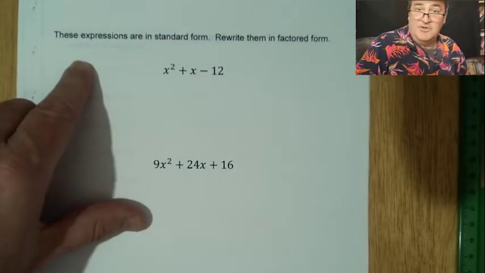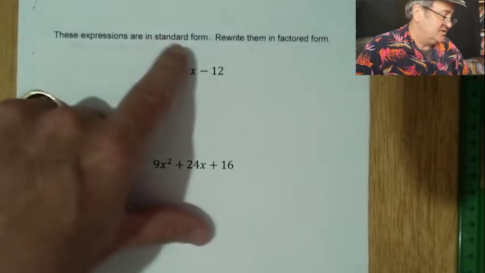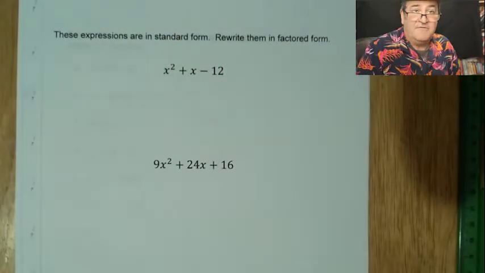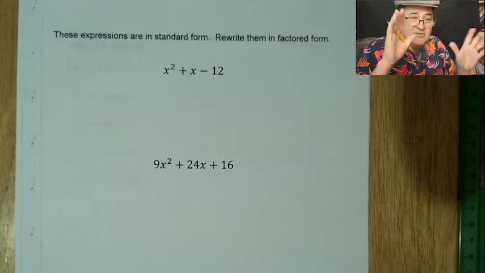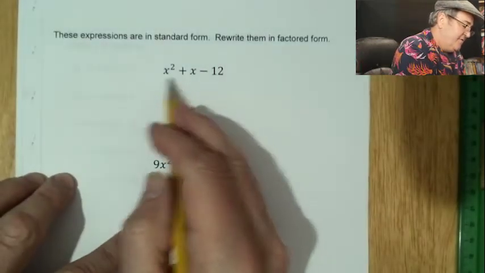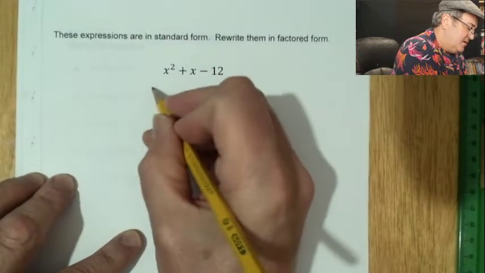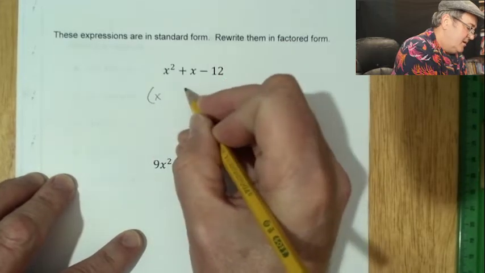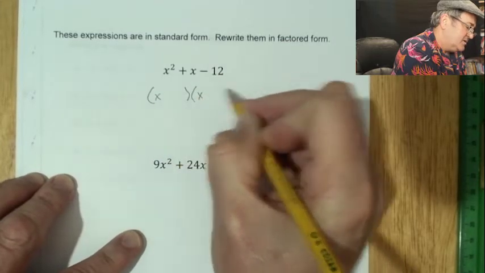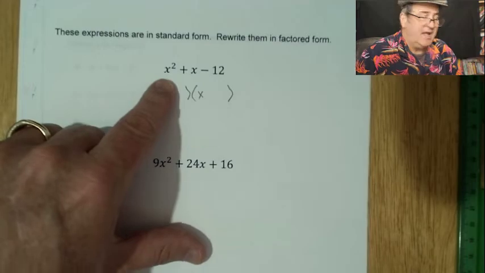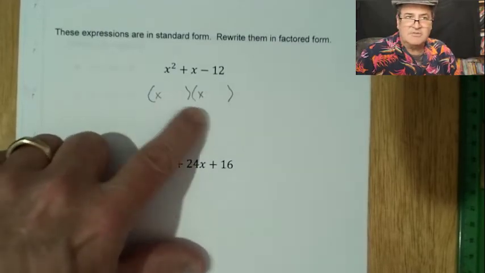Okay, something else we'll need to be able to do. Rewrite quadratic equations. So these expressions are in standard form, and we need to rewrite them in factored form. Okay? So I'm going to get us started off here. The first term in here is x squared. So we know our two factors are both going to start with just an x, because an x times x is x squared. So that first term there.